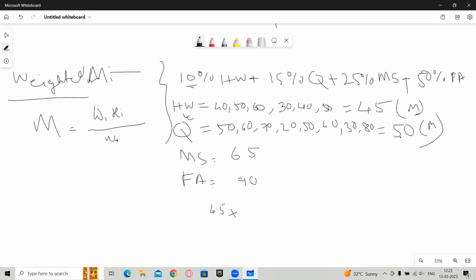15% of 50 is 7.5, I guess. Then 25% of the mid semester: what is 25% of 65? It will be 16.25. And then 50% of the 90, that is 45.